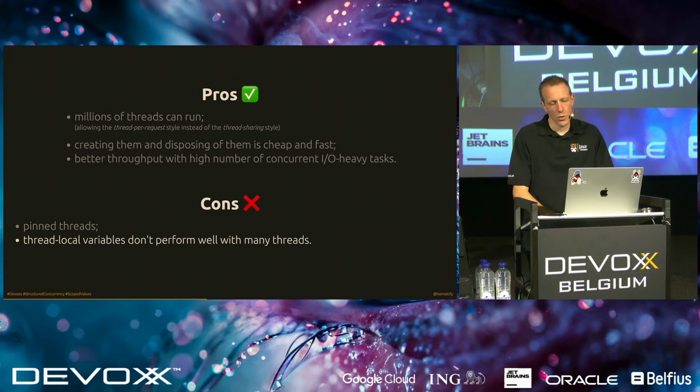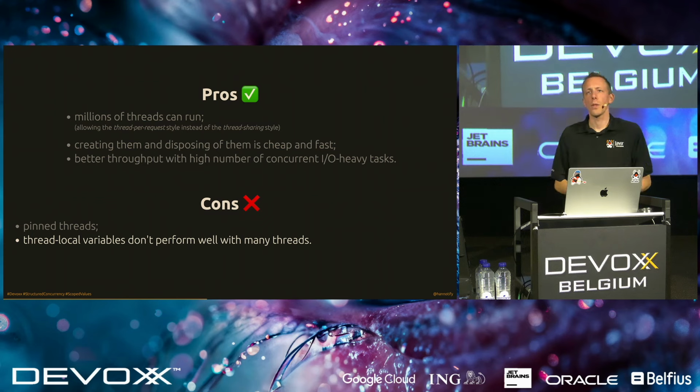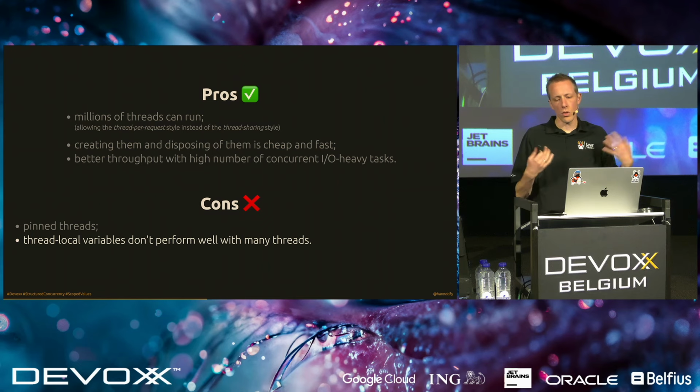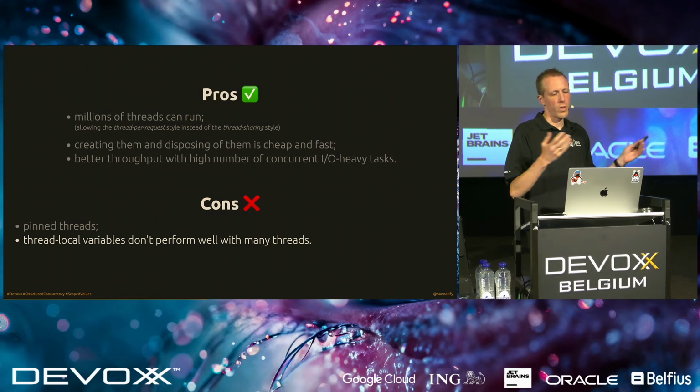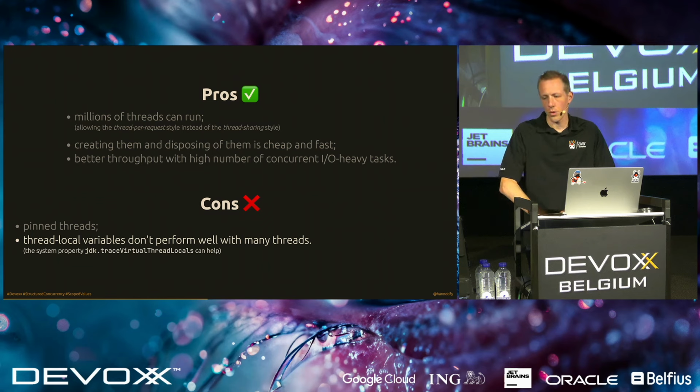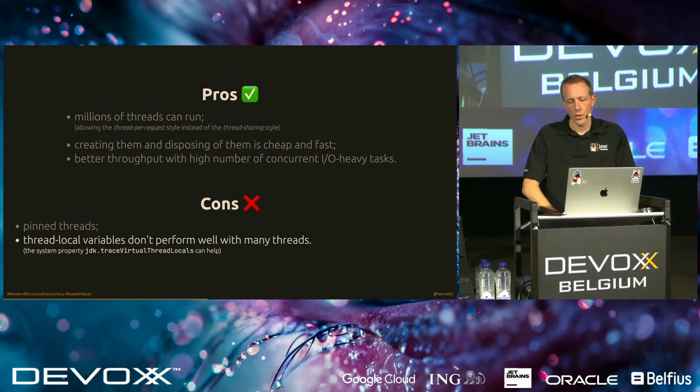And the second one is thread local variables. The construct that we talked about earlier, they don't perform very well with many threads. And this has to do with these inheritable thread locals that get copied to the child threads. Now, if you've got 30 threads, it might not be a big risk, but if you've got millions of threads, like is possible with virtual threads, this becomes a significantly higher risk. In fact, in the JDK, this construct is also used, and they have added a system property called trace virtual thread locals for this very purpose.